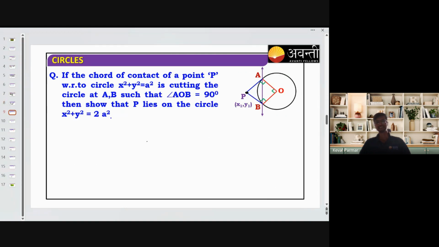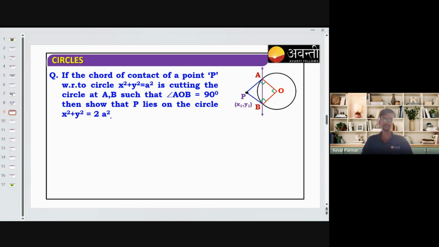Now, this is a question from a previous year JEE. Not a recent JEE, guys. I think it is 2001 or 2002, when the concept of the director circle was introduced. But we already know the director circle. So basically, this is a derivation of the equation of the director circle.